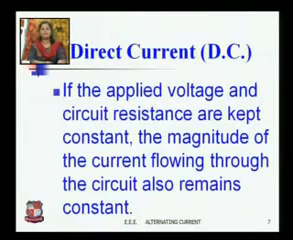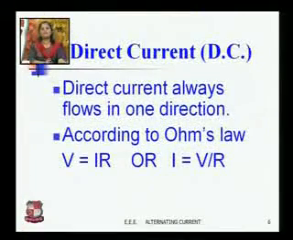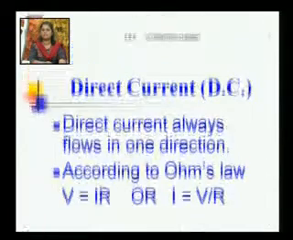Now, if applied voltage and circuit resistance are kept constant, then the magnitude of the current flowing through the circuit also remains constant. As we discussed earlier, V is equal to IR, meaning if you keep V as a constant value and the resistance of the circuit is constant, then the V by R ratio remains constant, and it will give you a constant value of current. Now, if you change any of these two elements, then obviously the magnitude of current will change.